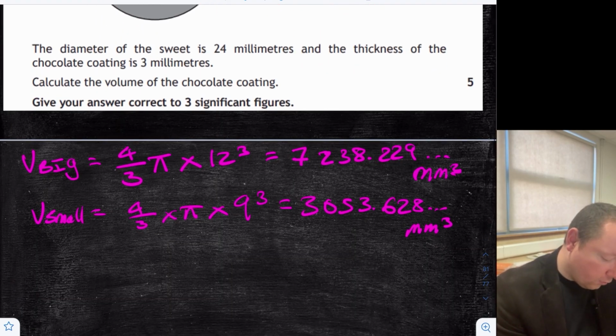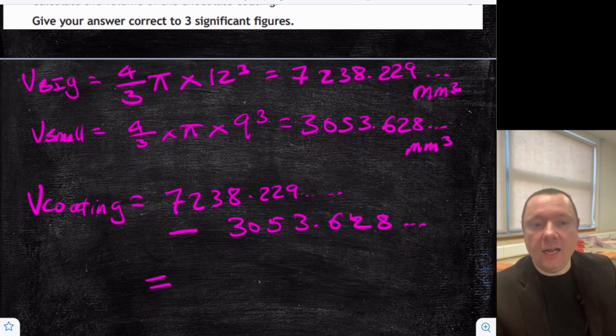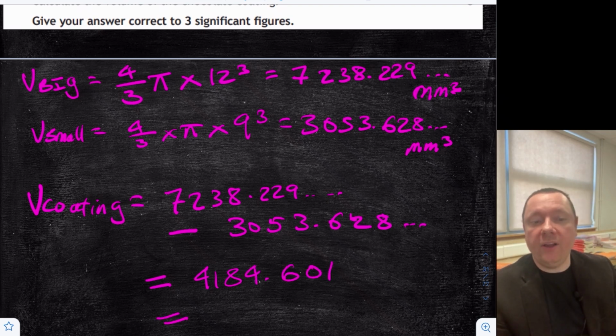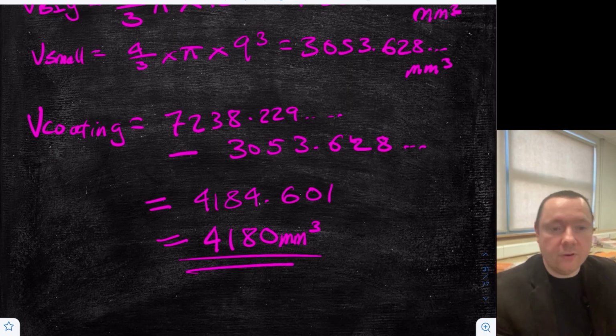So that means the volume of our coating is equal to 7238.229 minus 3053.628. That gives an answer of 4184.601, which when rounded to three significant figures, I think, in this question, well, that means I need to go 1, 2, 3 and round here, so it's 4180. 4180 millimetres cubed for our final mark.